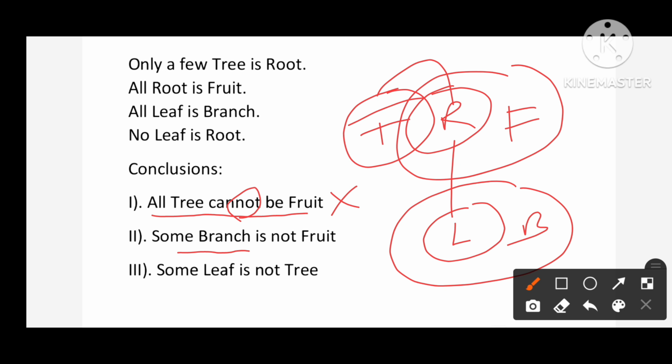All branch, some branch is not a fruit, so we check all branch can be fruit. Can we place all branch inside a fruit? It is possible. All case possible means some not case fails.